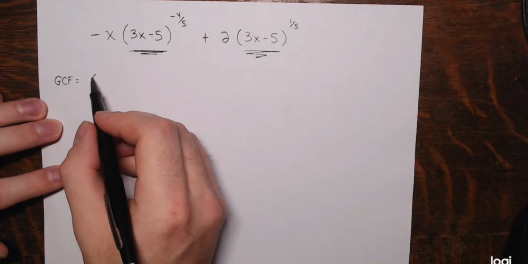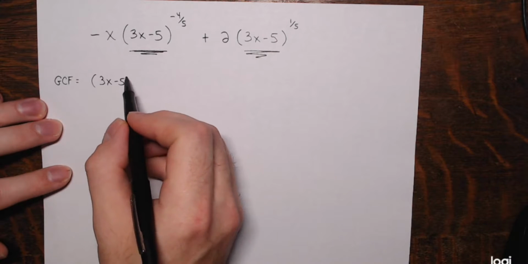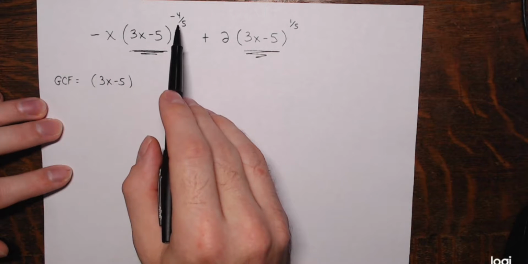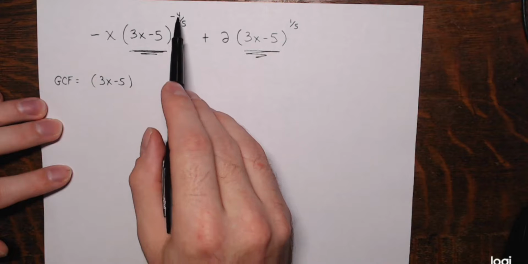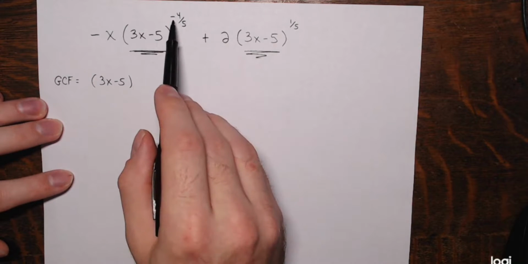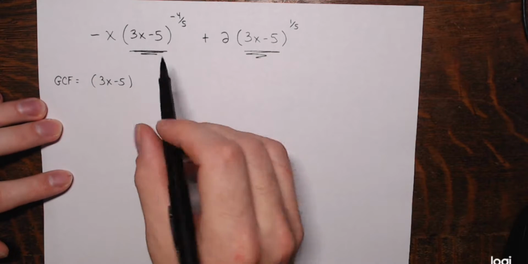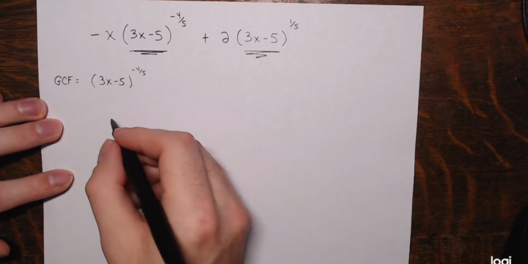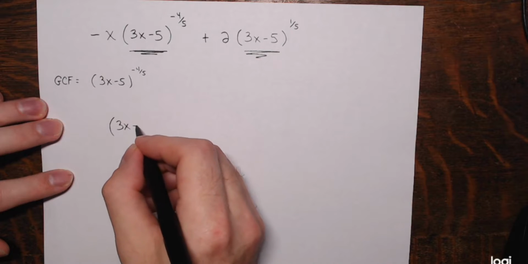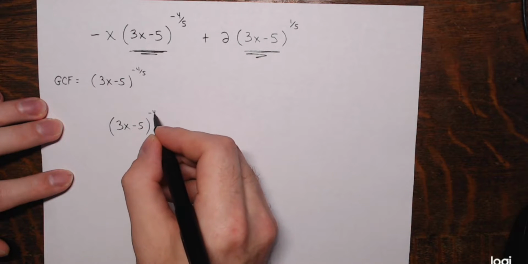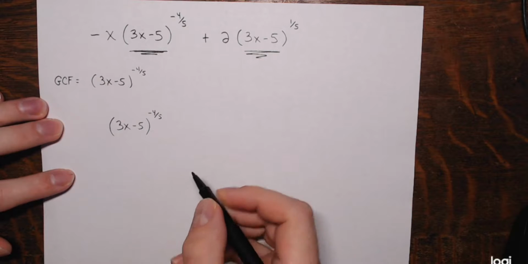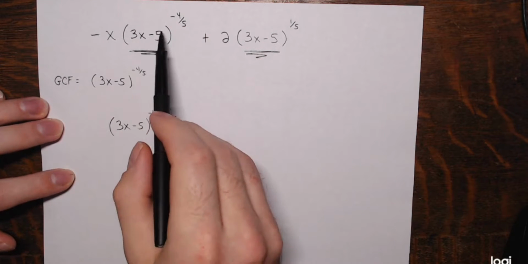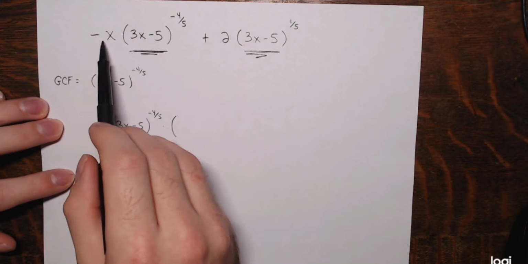So take 3x minus 5 to some power. The lowest of those powers is negative 4/5. I know you're probably thinking, hey, 4/5 is bigger than 1/5, but it's negative, so this is lower. This is considered smaller. So we pull that out. I'm going to pull out 3x minus 5 to the negative 4/5. And then what's remaining? Well, that's all removed from the first factor, so I'm just left with negative x.